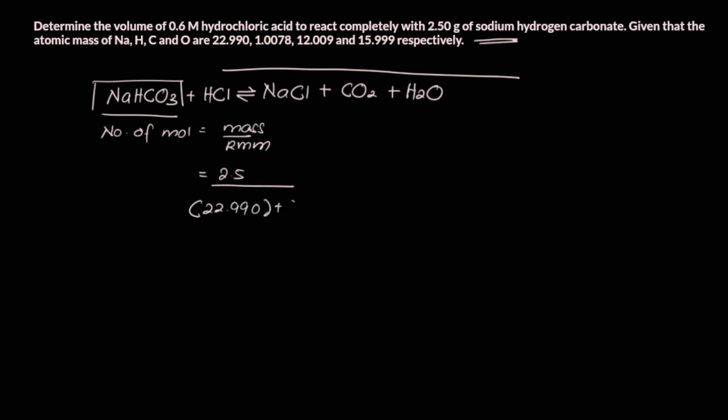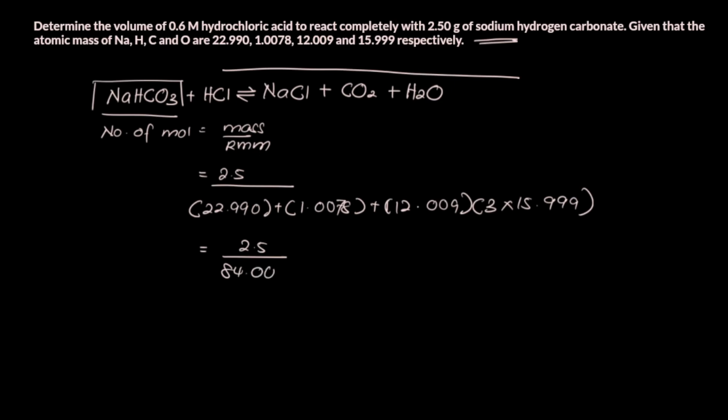22.990 plus your hydrogen is 1.0078 plus your carbon is 12.009 and 3 times 15.999. Therefore, you will get the number of mole is 2.5 divided by 84.0038. So the number of mole for your sodium hydrogen carbonate should be 2.9761 times 10 to the power of negative 2 mole of sodium hydrogen carbonate.